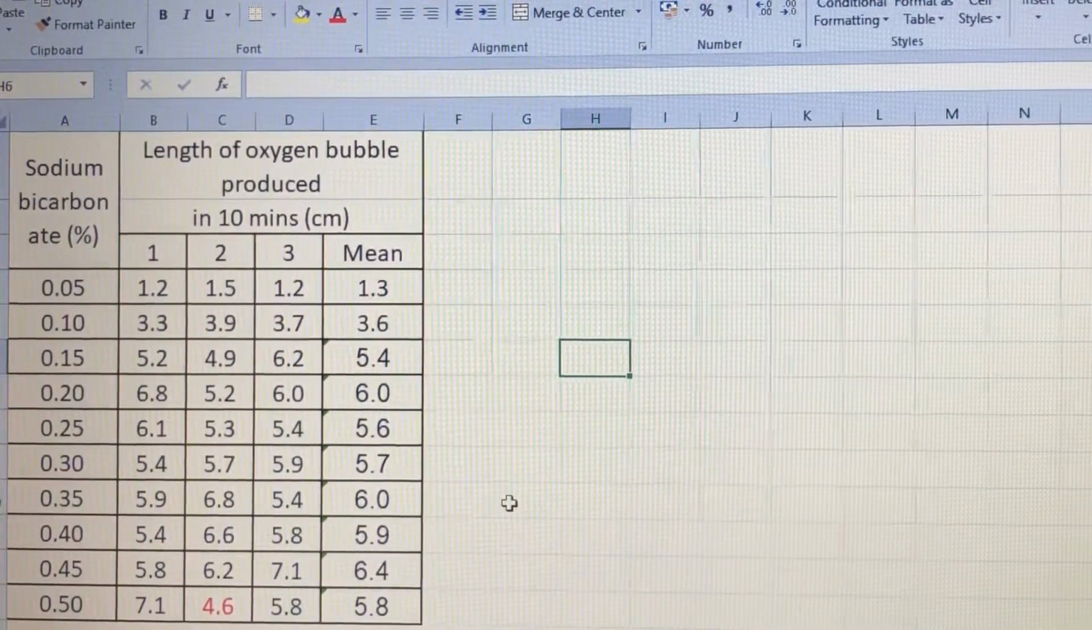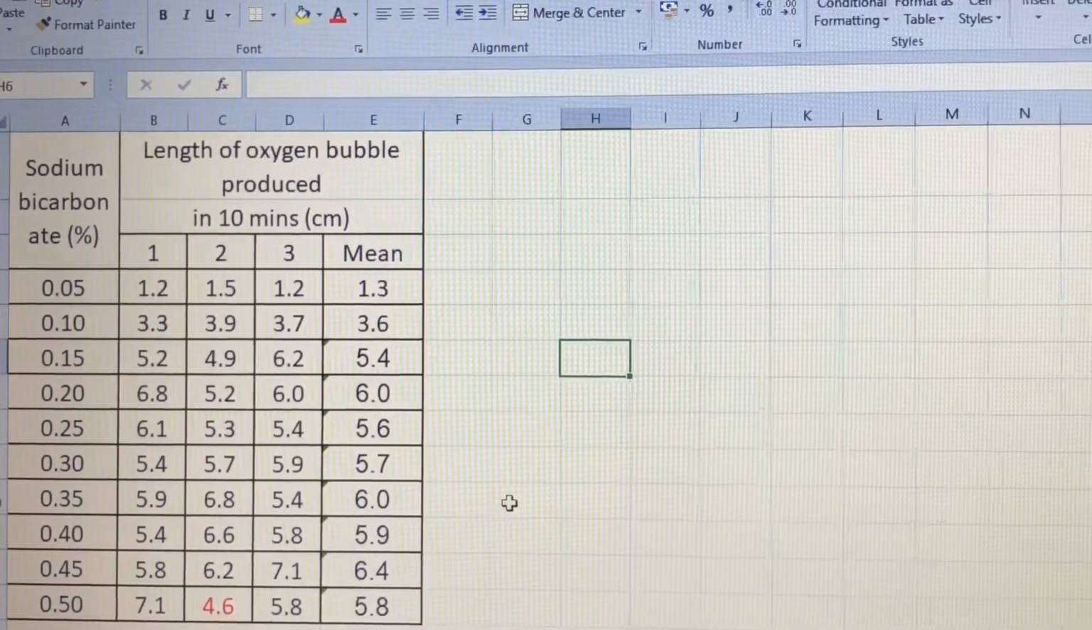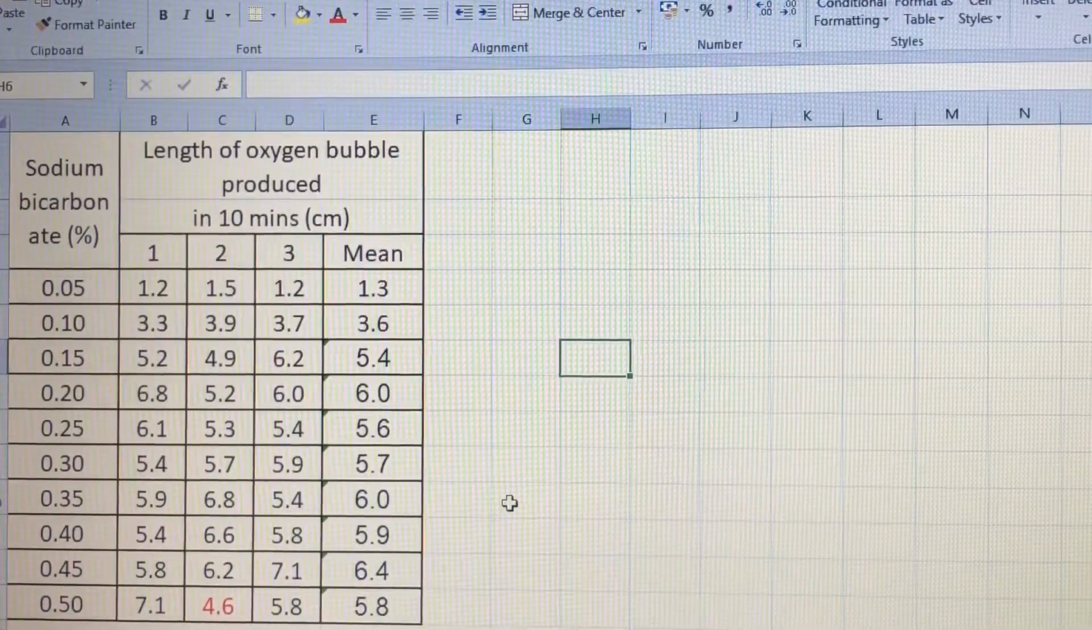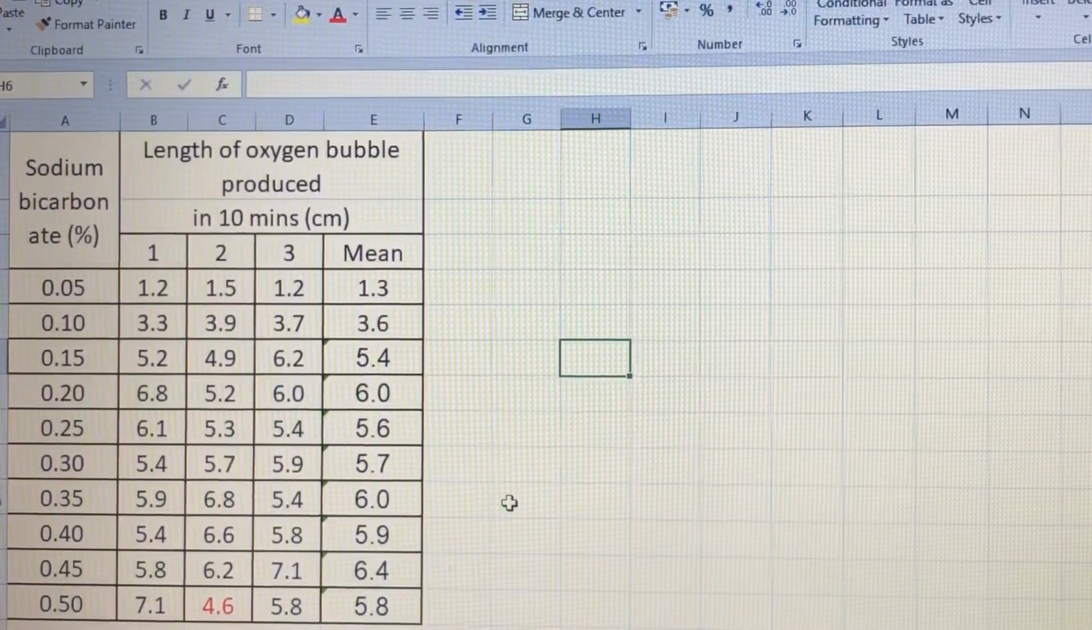So here's our set of results. I've transferred them into Excel. If you want to just use graph paper, that's absolutely fine. I've done this so that you can see exactly how that graph should look at the end.